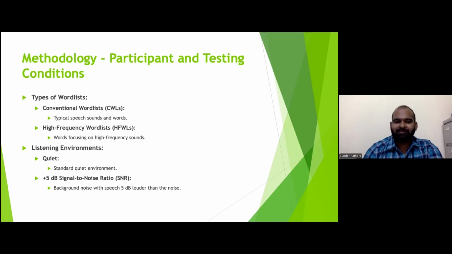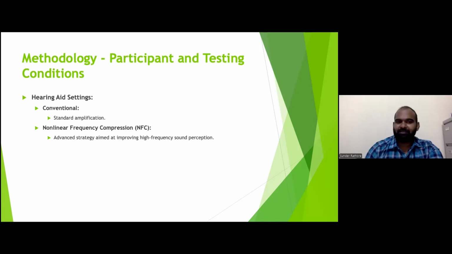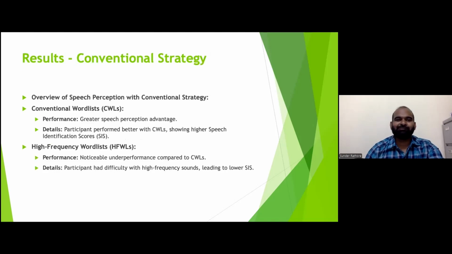So the listening environments: in the quiet environment, there was a standard quiet environment. And in the 5 decibel signal to noise ratio, it was a background noise with speech 5 decibel louder than the normal noise. So the hearing aid settings: in conventional, the standard amplification is that. And in nonlinear frequency compression, NFC, an advanced strategy, it was aimed to improve high frequency sound perception.